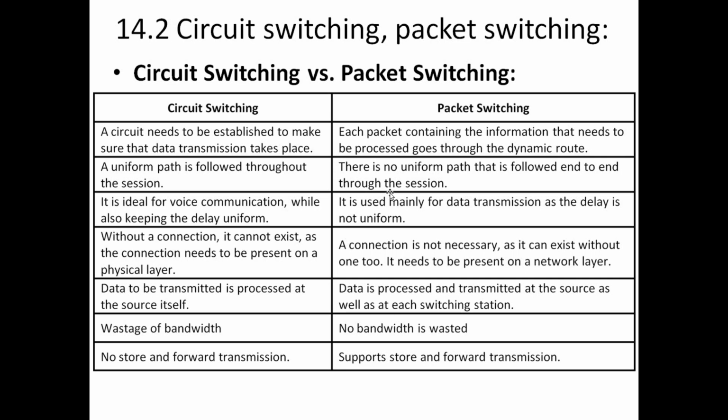In circuit switching, without a connection it cannot exist, whereas in packet switching, a connection is not necessary. It can create its own path according to its destination address on the go. As long as the destination device is available on the network layer, no problem at all. Data to be transmitted is processed at the source itself in circuit switching, whereas in packet switching, data is processed and transmitted at the source as well as at each switching station or at each router.